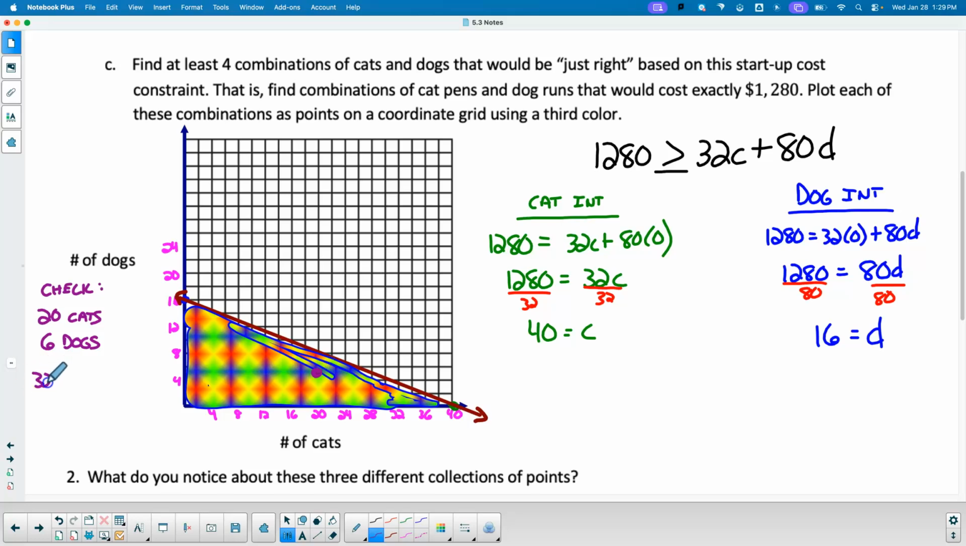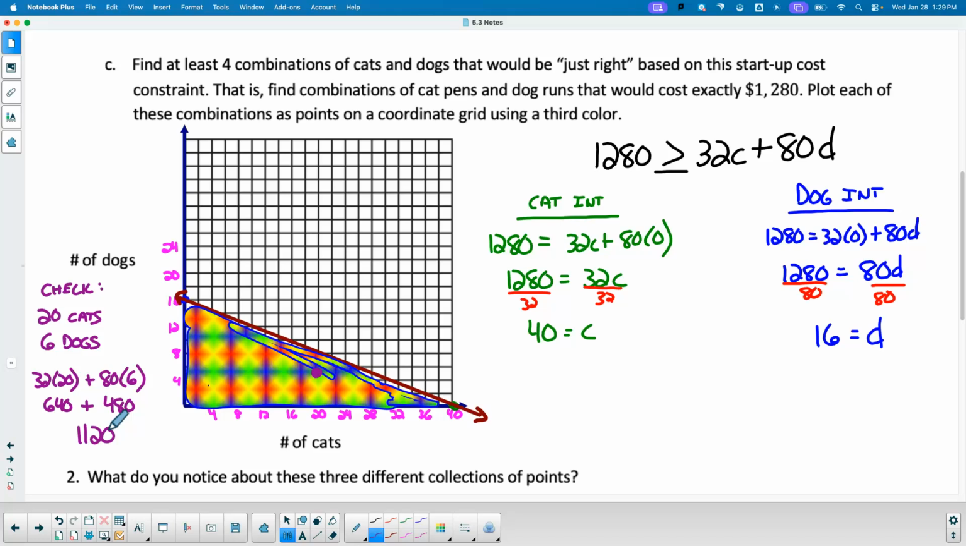32 times 20. 640. 80 times 6. 480. 480 plus 640. 1,120. Is that less than 1,280? Boom, we found one that worked.